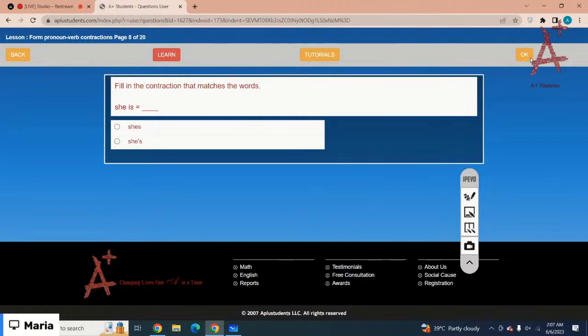Okay, fill in the contraction that matches the words she is. So which is the correct option? Option 1 or 2? It would be option number 2, she's. Got it? Option number 2 is the correct option. That is option number 2, she's.